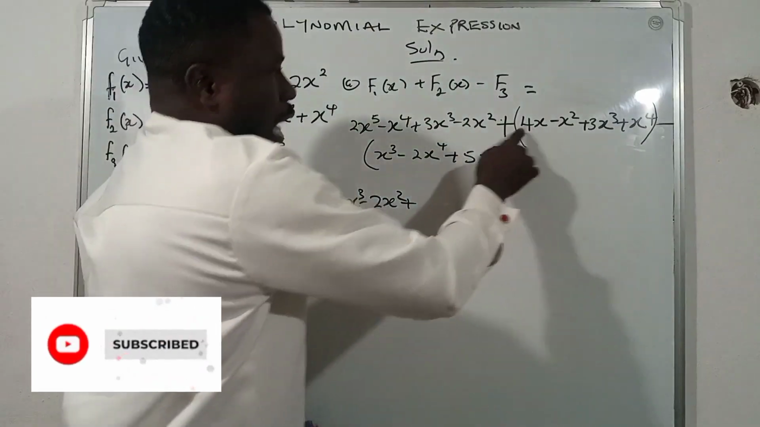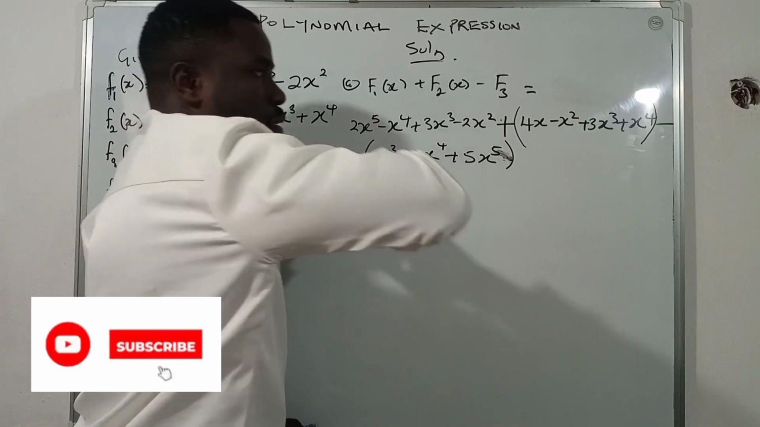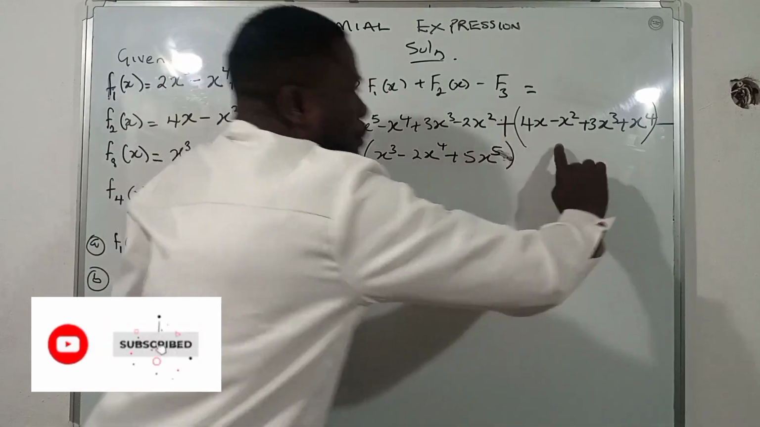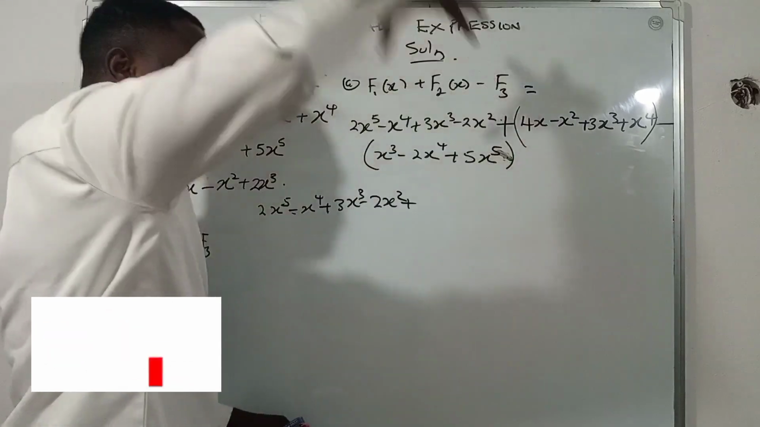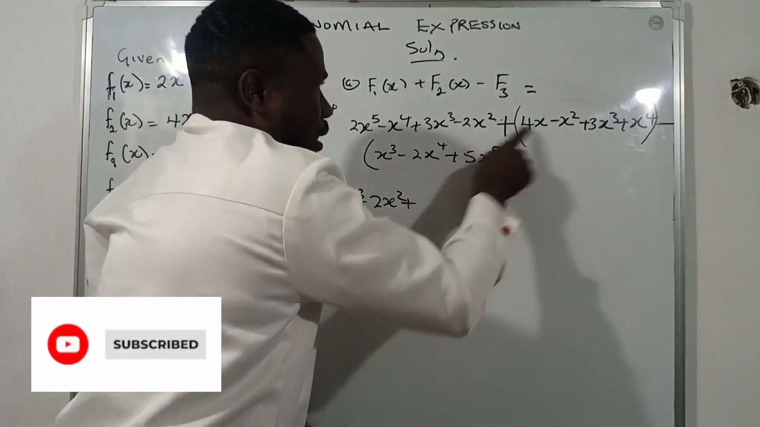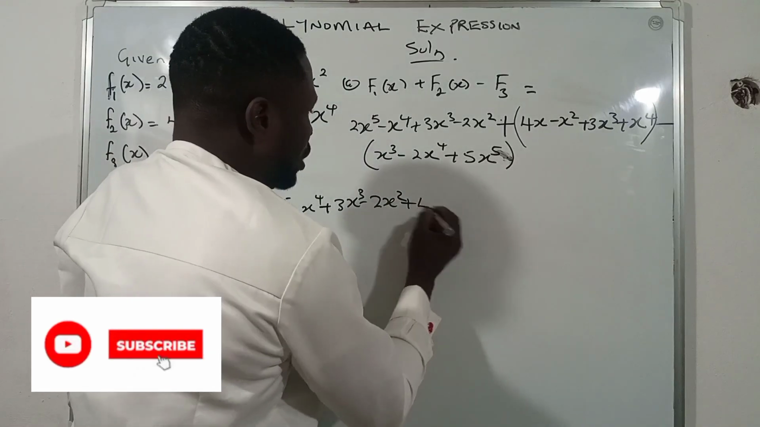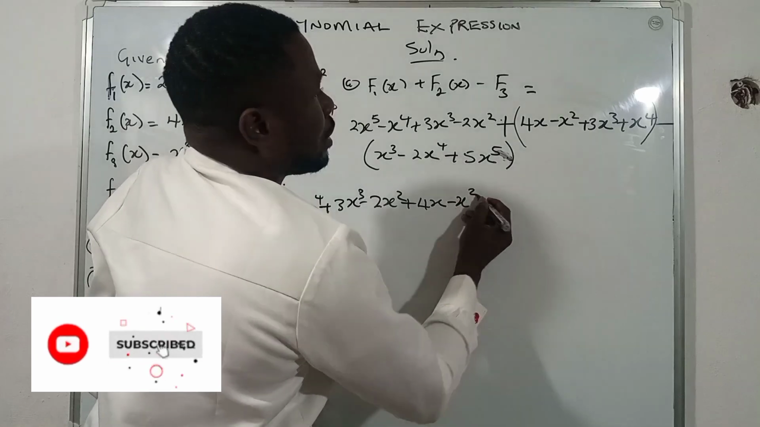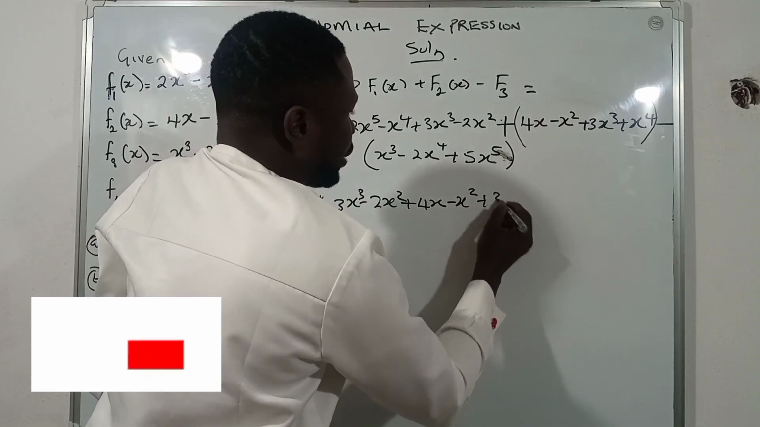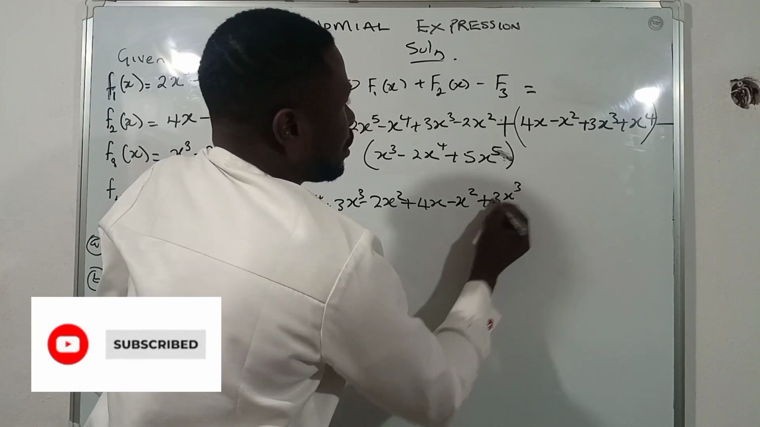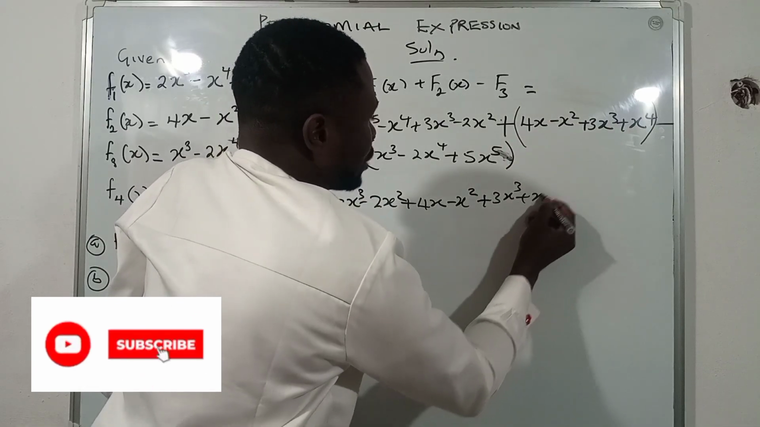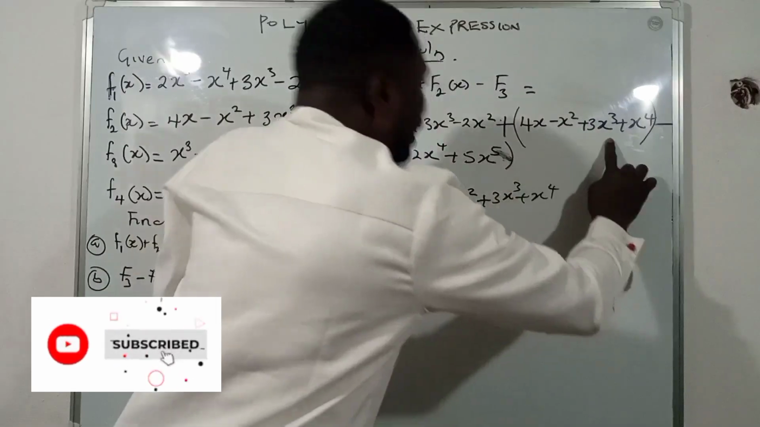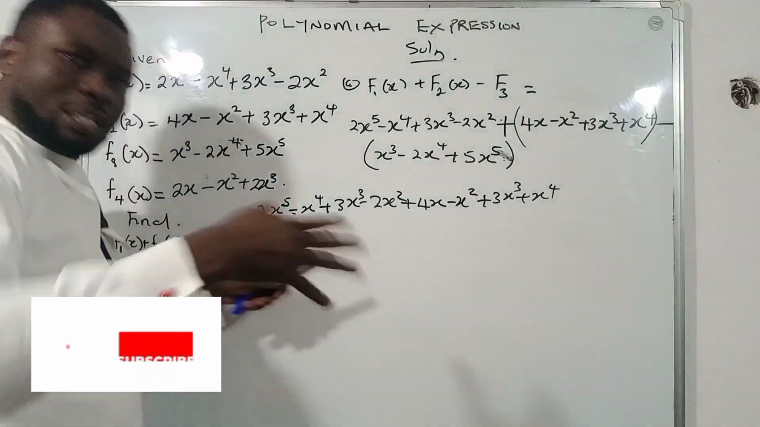Now, if I'm to remove this bracket enclosing F2, this plus multiplying everything in this bracket will leave it the same. That's to say, plus times 4x will give us plus 4x. Plus times this will give us minus x squared. This plus times this will give us plus 3x raised to the power 3. This plus times this will give us plus x raised to the power 4. You can see that the plus will not change anything. Whatever is here, when you multiply it with plus, it remains the same.